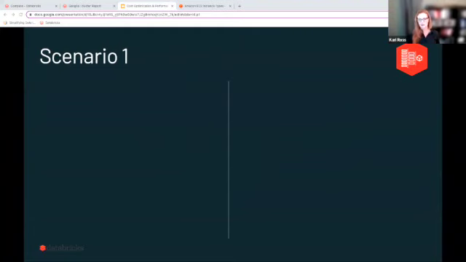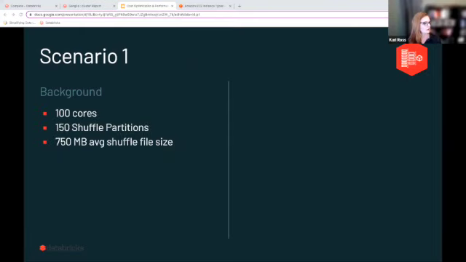Okay, so some examples with a scenario: if we have 100 cores, 150 shuffle partitions, and 750 megabytes shuffle size, some of the things you might want to consider is whether that 150 shuffle partitions is either too many or too few.